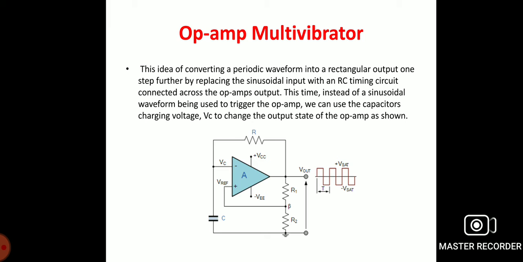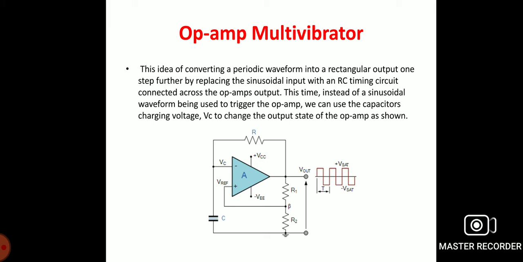The idea of converting a periodic waveform into a rectangular output can be taken one step further by replacing the sinusoidal input with an RC timing circuit connected across the operational amplifier output. This time, instead of a sinusoidal waveform being used to trigger the operational amplifier, we can use the capacitor charging voltage, so the capacitor voltage VC changes the output stage of the operational amplifier.